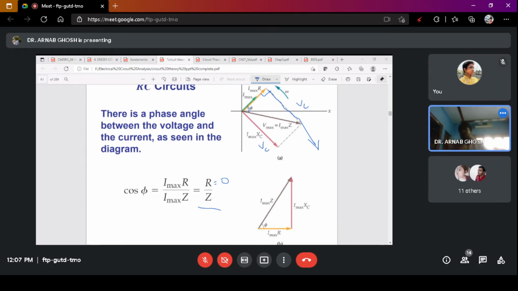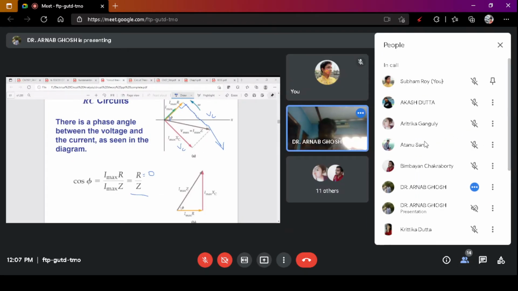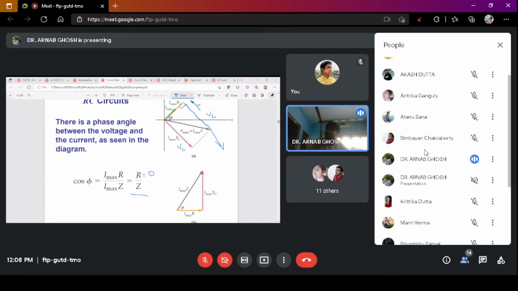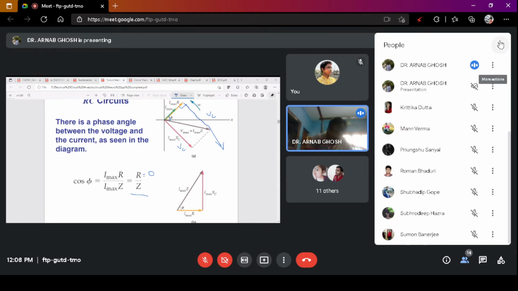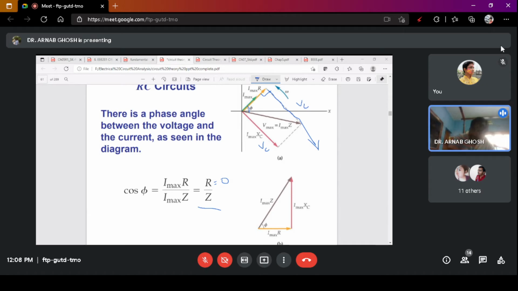So what do you get in reactive power? What is reactive power? Reactive power is VI sine phi. This you have read in first year. Active power is given by VI cos phi. Reactive power is given by VI sine phi. So the higher the reactive power, the higher will be the power loss in the transmission line.